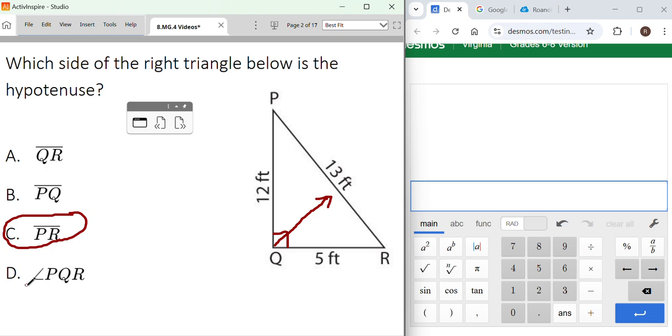This symbol here is an angle, and that is not what it's asking for. A hypotenuse is a side, not an angle.